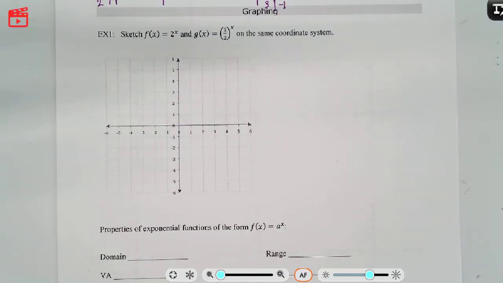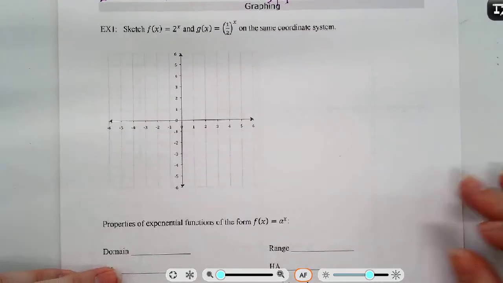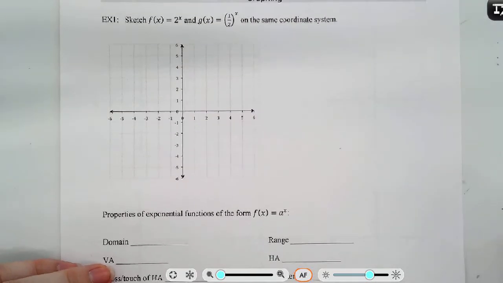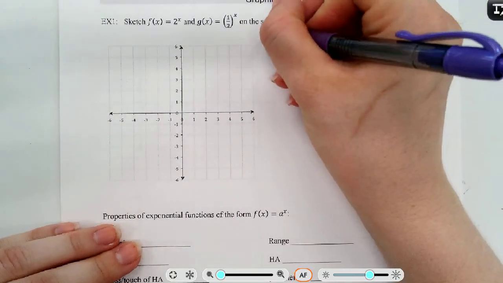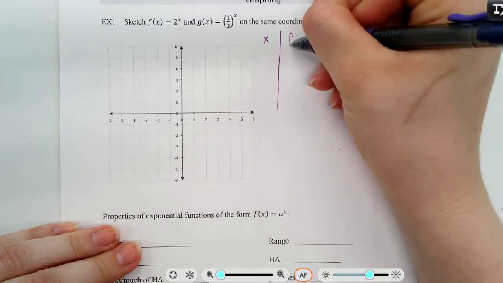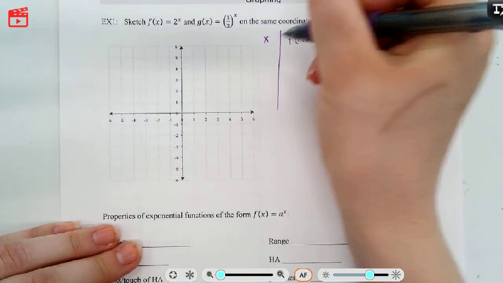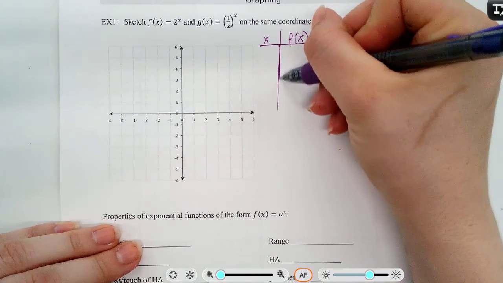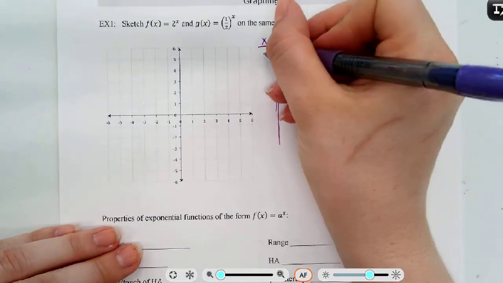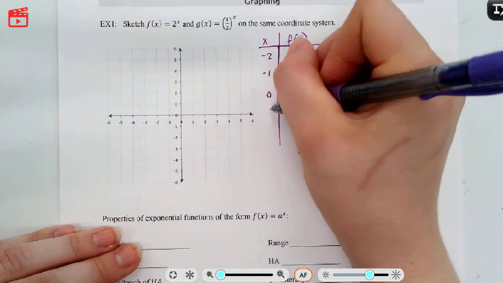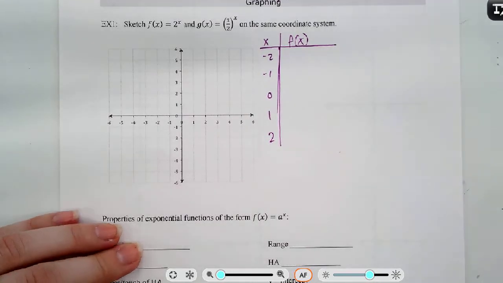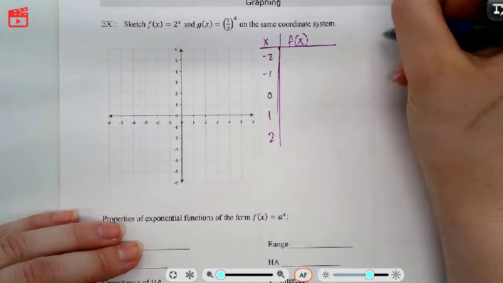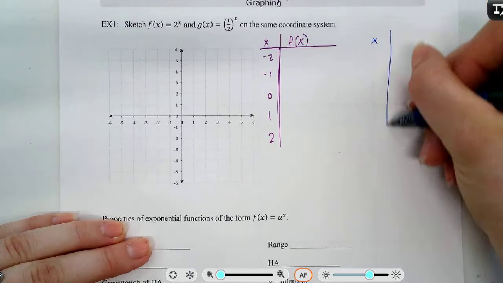All right, let's graph these babies. Okay, so 2 to the x and g. All right, f of x. I'm just going to go ahead with the values of some positives and negatives. So negative 2, negative 1, 0, 1, and 2. Go ahead, pause the video, see if you can plug in those values. And then I'll go with the g values. Same idea.